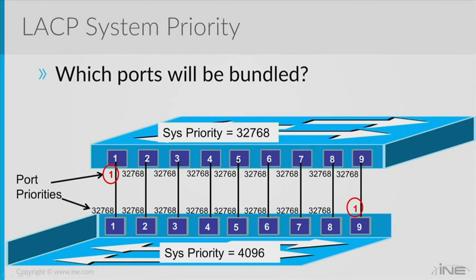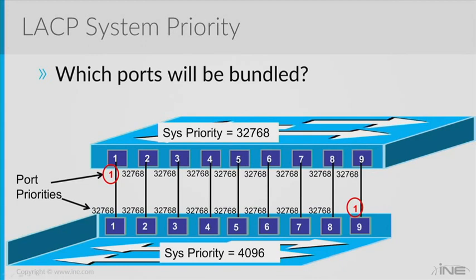So in this particular case, if the bottom switch is the winner, which it will be because its system priority is the lowest, he'll say, okay, number 1, I'm definitely putting port number 9 into my EtherChannel because that's got the lowest port priority of everybody. Now I've got 7 ports left that I could bundle into this EtherChannel. Which ones will I select from amongst myself? Because I'm the master here.